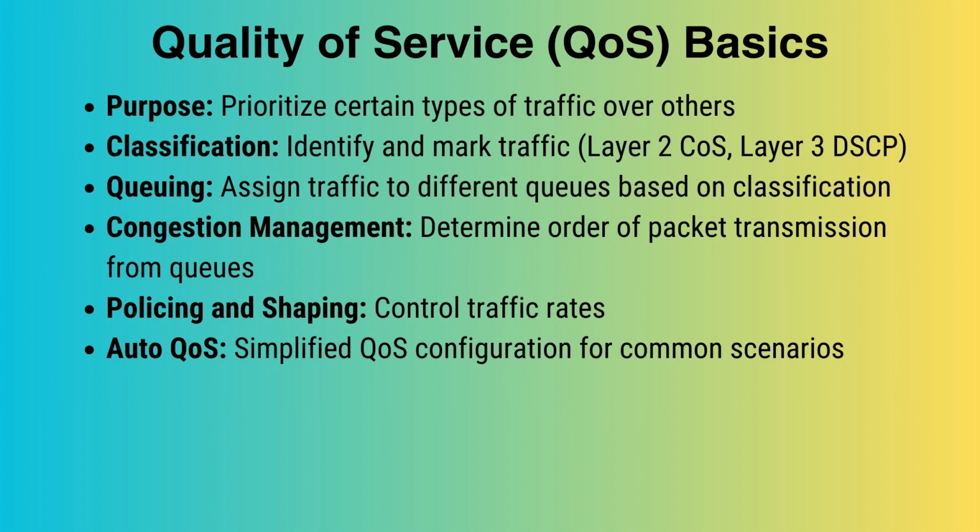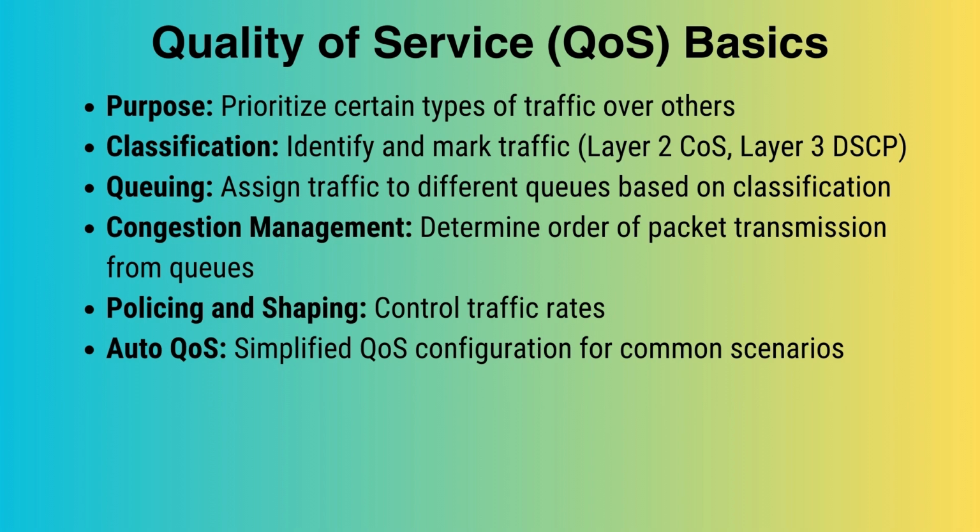Quality of Service (QoS) ensures that critical network traffic, such as voice and video, gets priority over less important traffic. This helps maintain the performance and reliability of essential applications. QoS involves several steps: classifying and marking traffic, assigning it to different queues, and managing congestion.